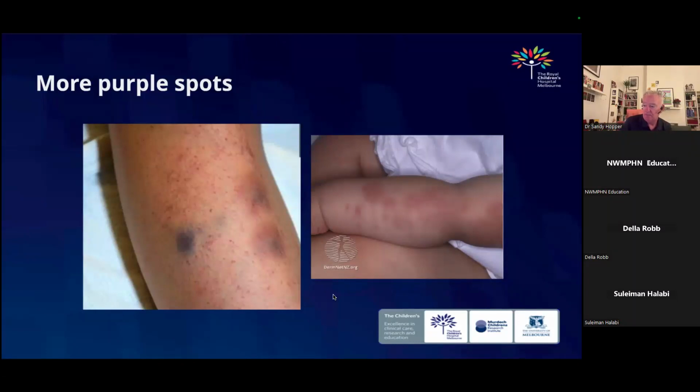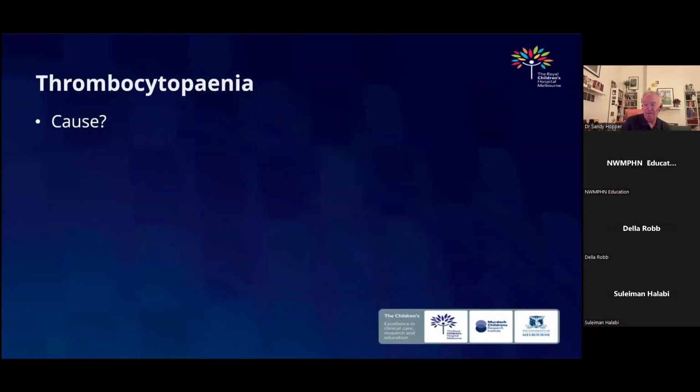Other thoughts? Purpura, yep. And it's clear that you've got purpura and petechiae on this child. So that's a hallmark of thrombocytopenia. So let's think about the causes of thrombocytopenia. Well, let's think about the causes of petechiae and purpura. Trauma being one of them, of course, but non-tender, easy bruising throughout the skin.